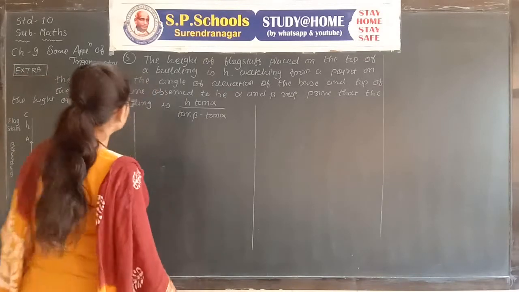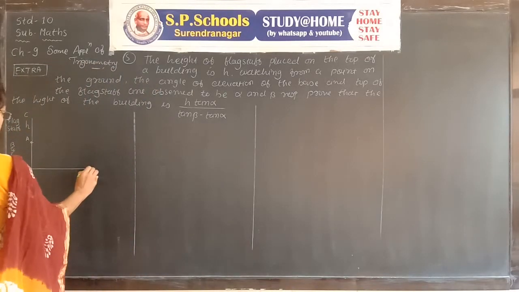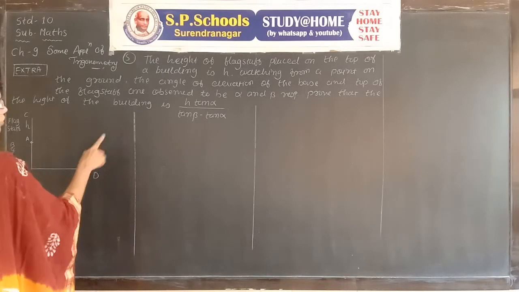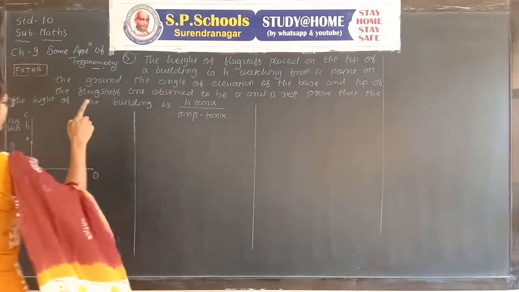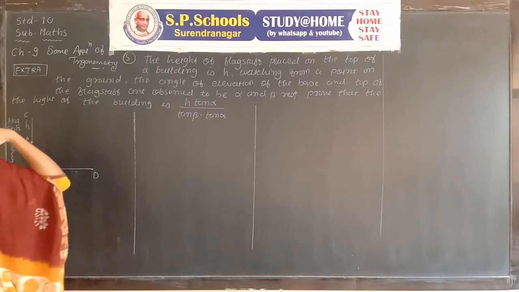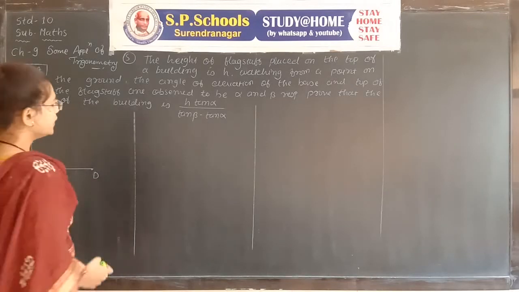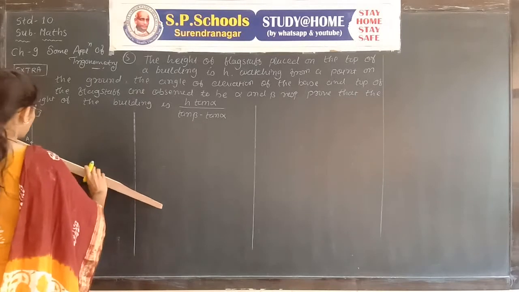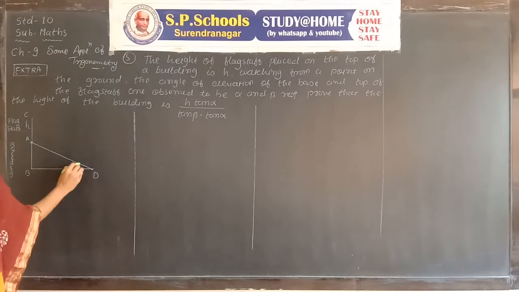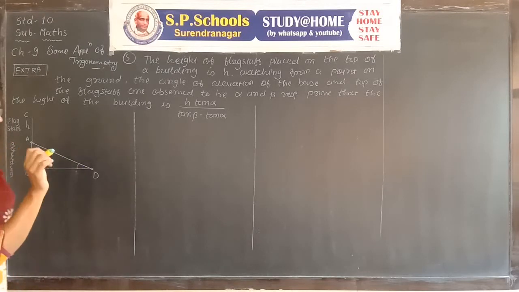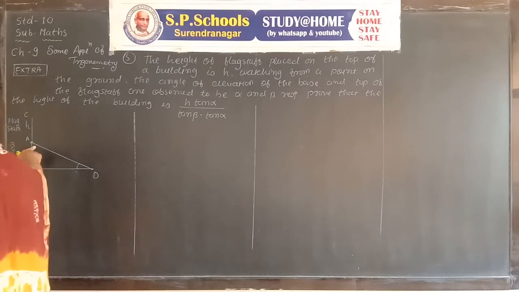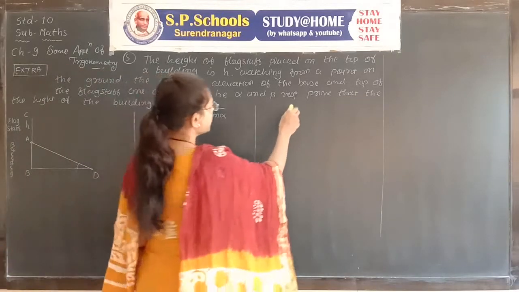Watching from a point on the ground. Suppose the point on the ground is D. Watching from the point D on the ground, the angle of elevation of base and top of flagstaff, A is the base of flagstaff and C is the top of flagstaff, are found to be alpha and beta, so that C to D, D to A, line of sight, and DB is the horizontal. Angle ADB is the angle of elevation of bottom of flagstaff, and bottom is the base.